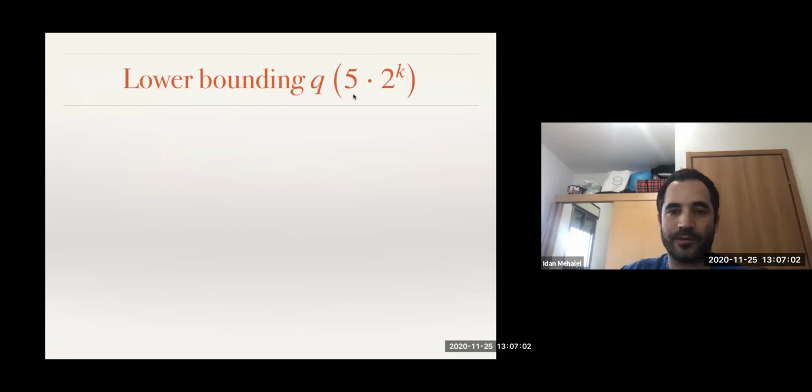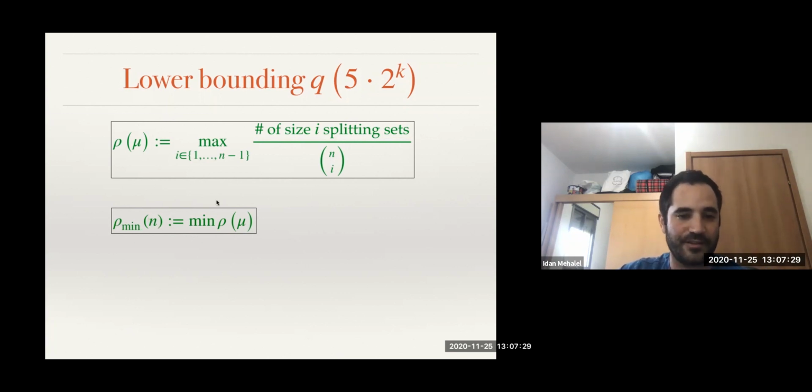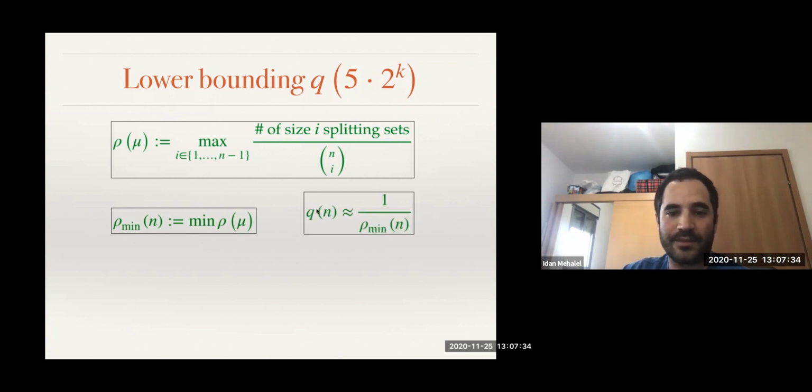So we will talk about lower bounding Q of n when n is of the form 5 times some power of 2. This is exactly like 1.25 times some power of 2. It's just easier to consider it in this form. So again, just a reminder of what the MRD is: the number of size i splitting sets over all subsets of size i, when the i is taken to maximize this. And the minimal MRD, rho minimum of n, is defined to be the minimal MRD across all the dyadic distributions. And the reduction states that Q of n is exactly 1 over the minimal MRD of n.